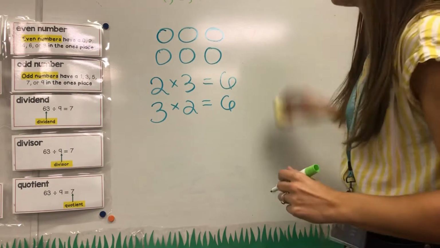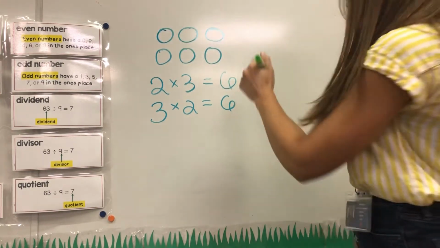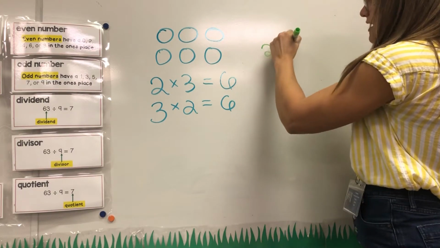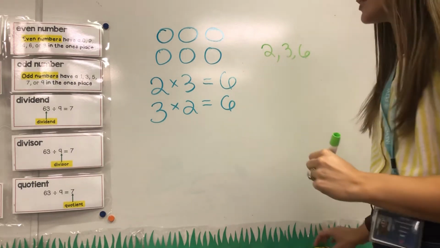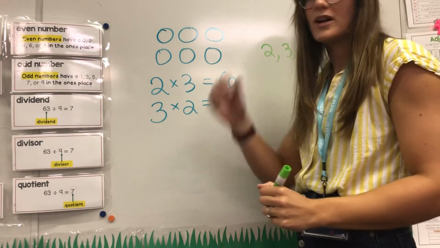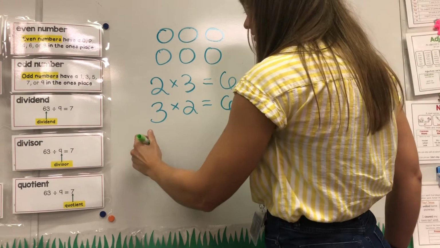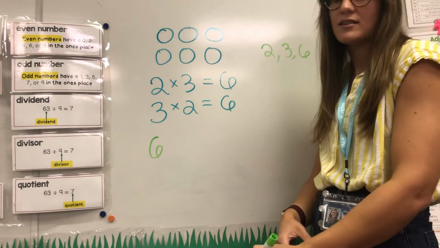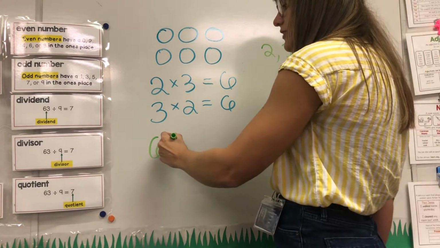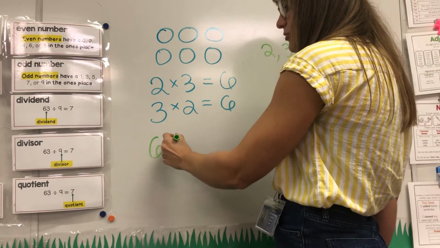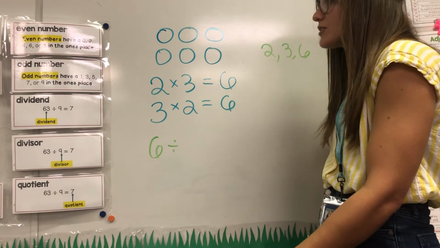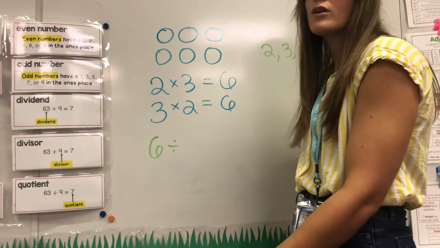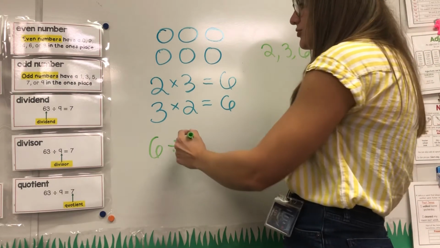Hang on, I don't think you can see that. We will be using the numbers 2, 3, and 6 in this fact family. And the biggest number in that fact family is the 6. So I'm going to use the 6 as my dividend. 6 divided by, I'm going to use a division symbol right there. Now I'm either going to write 2 or 3. I'm going to do 2 first.